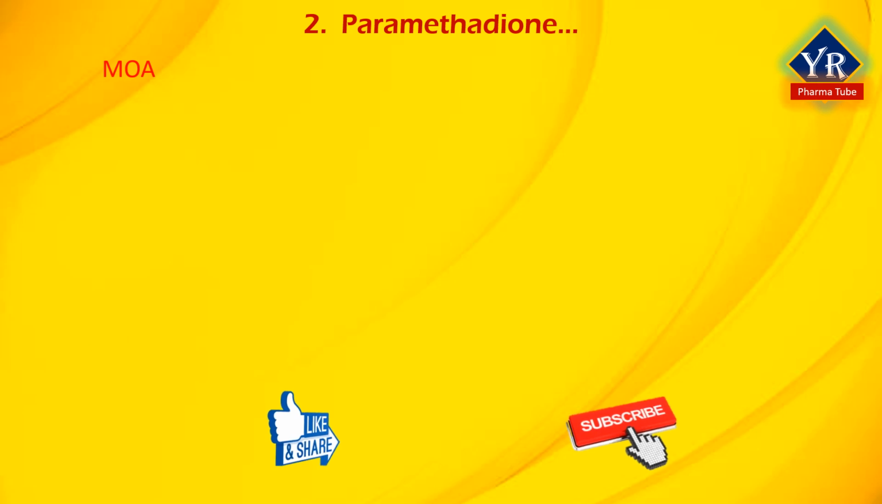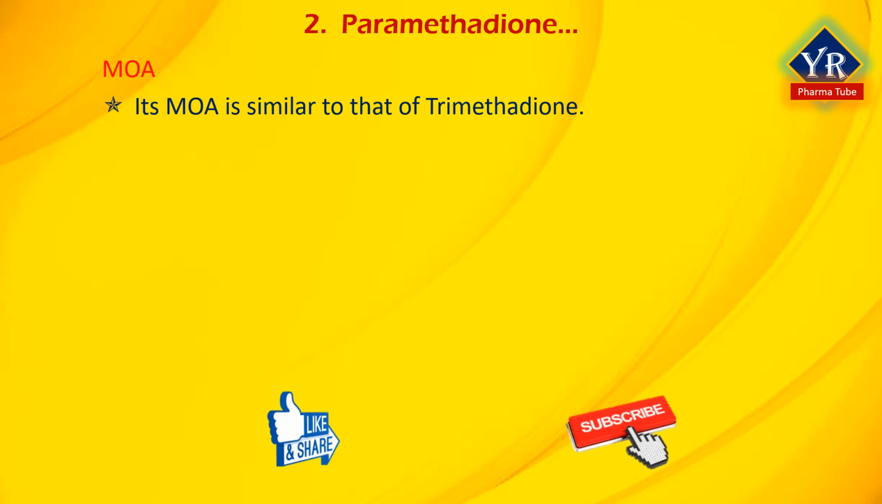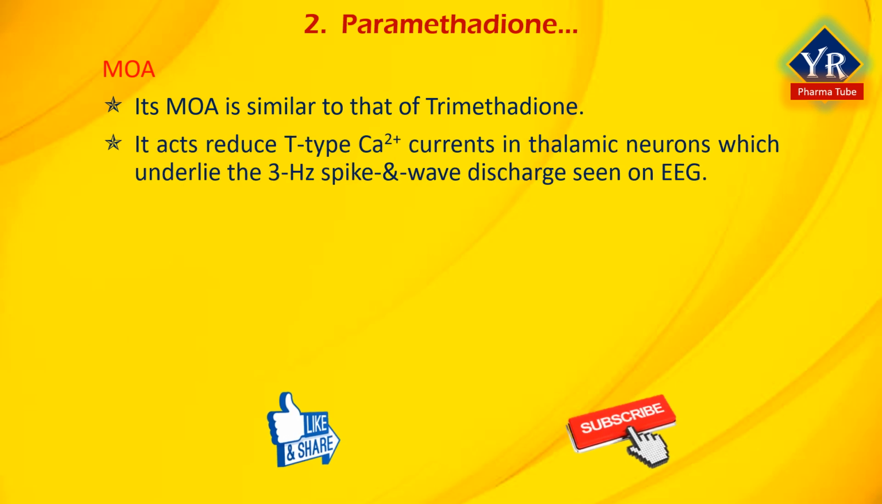Mechanism of action of paramethadione. Paramethadione acts by a mechanism similar to trimethadione. It acts to reduce T-type calcium currents in thalamic neurons, which has been proposed to underlie the 3 hertz spike and wave discharge seen on electroencephalogram, abbreviated EEG, during absence seizures.